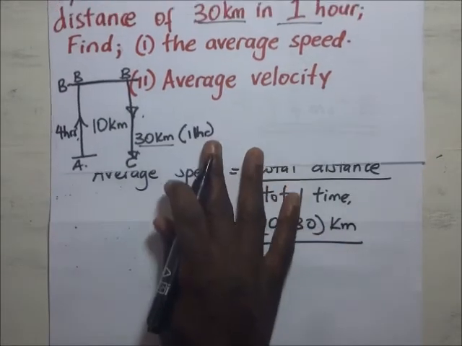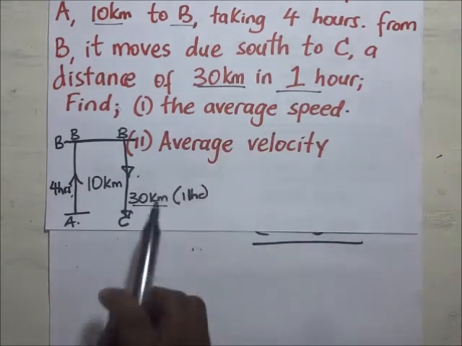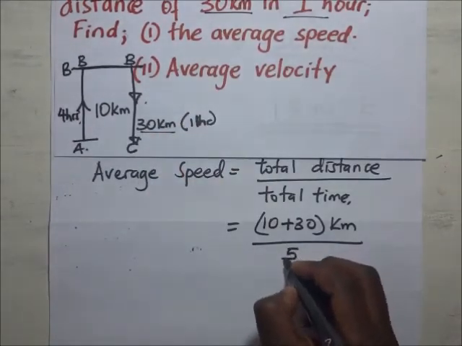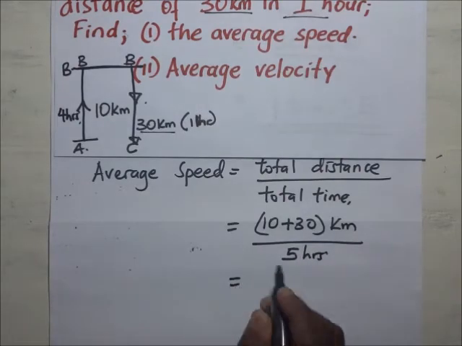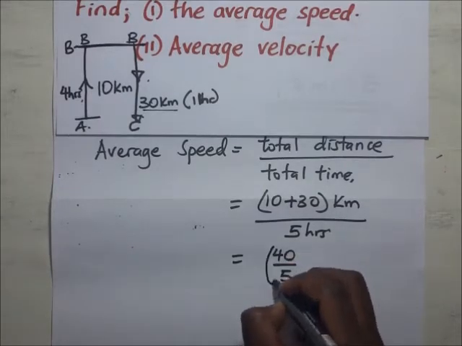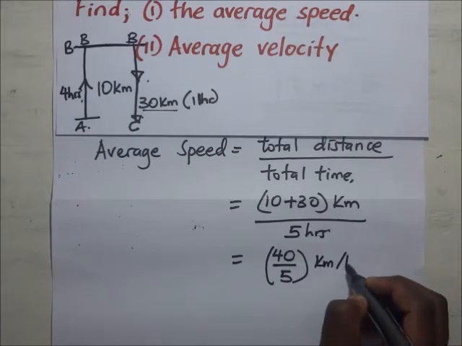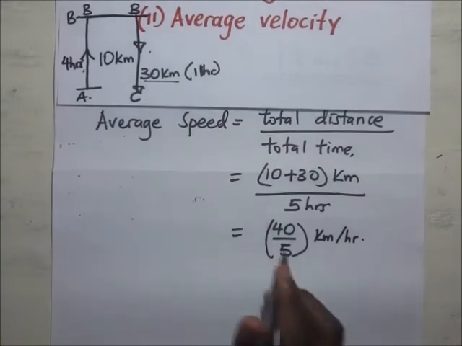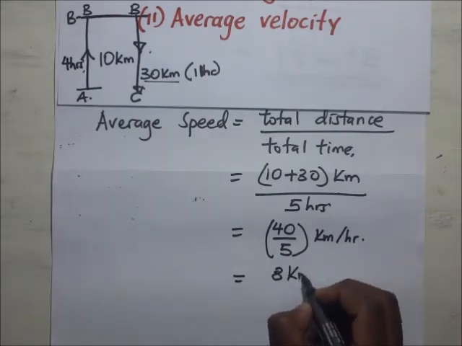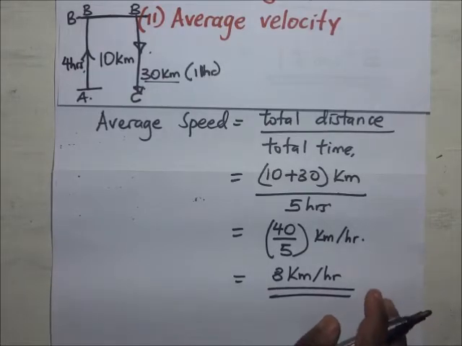Divide that by the total time. Now the total time covered is going to be upward, it moves 4 hours, then downwards is 1 hour. So it's 4 plus 1, which is 5 hours. And that's going to be 40 divided by 5. And of course, this is in kilometers per hour. And that will be equal to 8 kilometers per hour. So the average speed is 8 kilometers per hour.